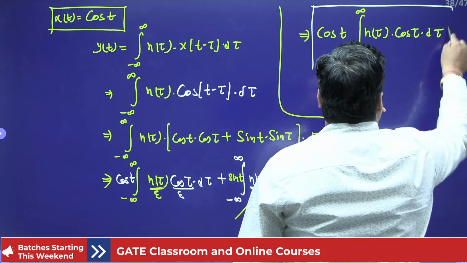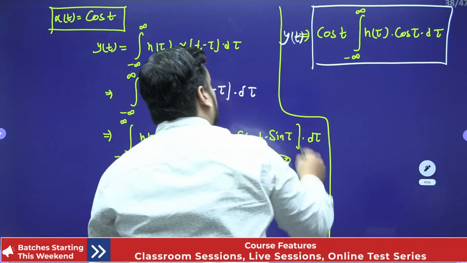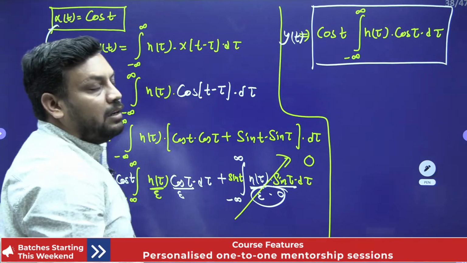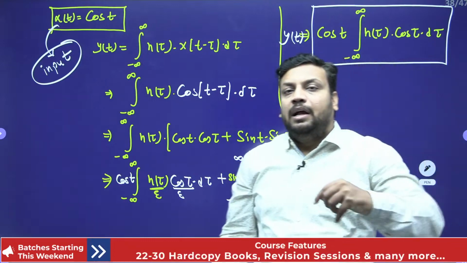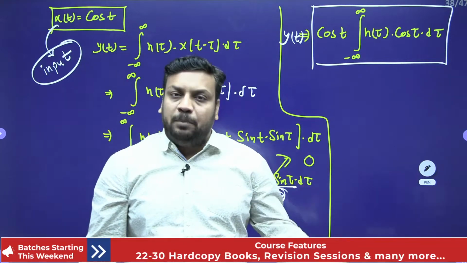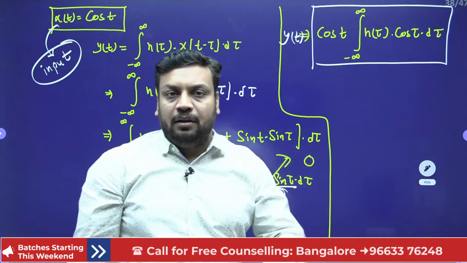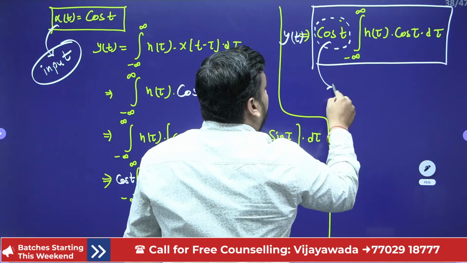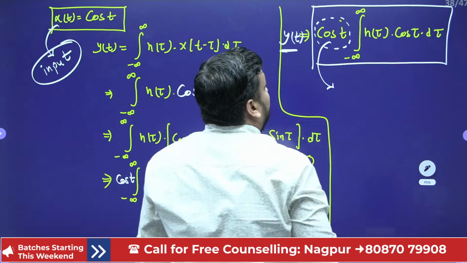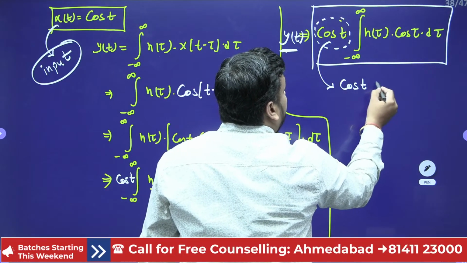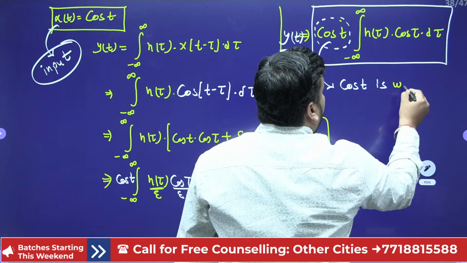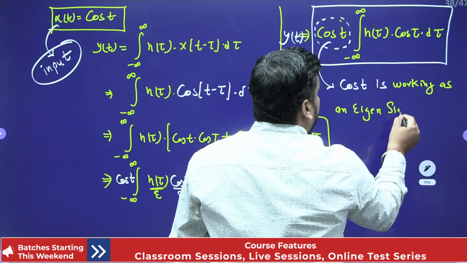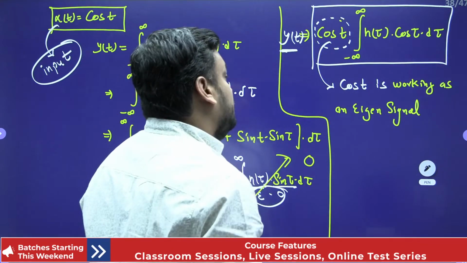Now ultimately this is my output signal, guys. So now you need to check whether cos t is working as an eigen signal or not. Here I have taken x(t) as the input signal, and the eigen signal concept says that if you provide x(t) as an input signal and the output y(t) is a multiple of the input signal, then that particular input signal x(t) is referred to as an eigen signal. We can clearly observe that y(t) is a multiple of the input signal, and the input is cos t. So 100% cos t is working as an eigen signal. So for one option we have already checked, that is for cos t. Similarly you can check for sin t as well.